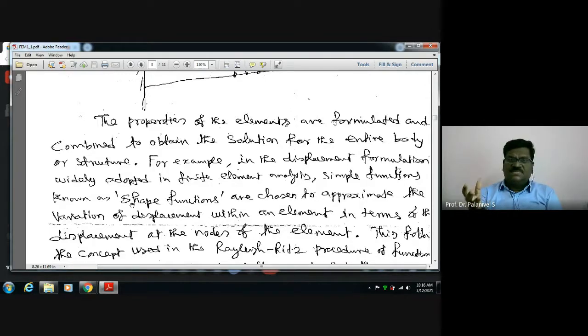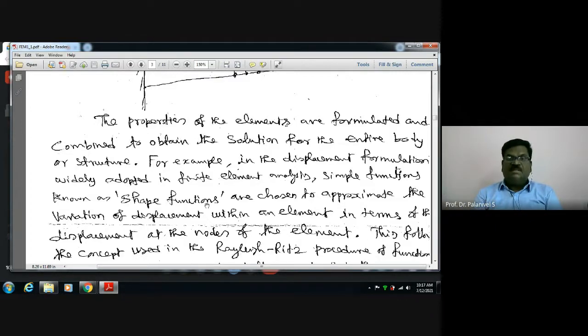Okay, for example, in the displacement formulation widely adopted in finite element analysis, simple functions known as, in the analysis method we used trial function, no? Here it is called shape functions. Shape functions are chosen to approximate the variation of displacement within an element in terms of the displacement at the nodes of the element. Listen, now here in this explanation, you have got what is meant by shape function. In many question papers you can see: define shape function, explain shape function. How do you define shape functions?